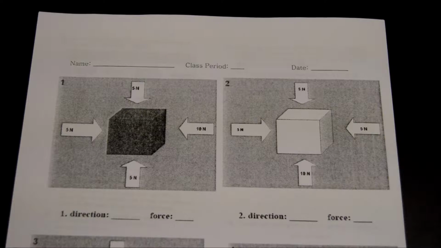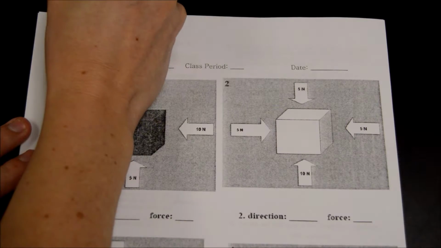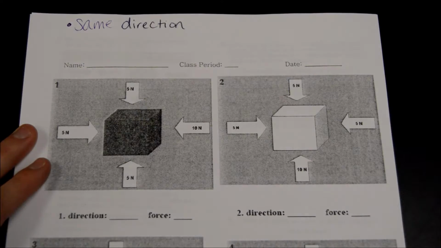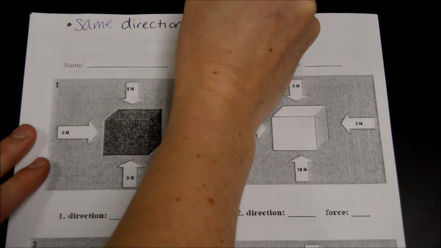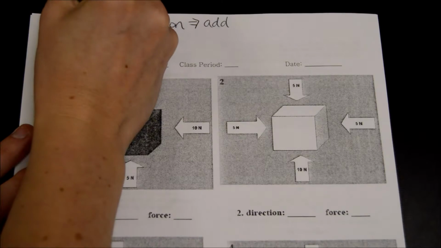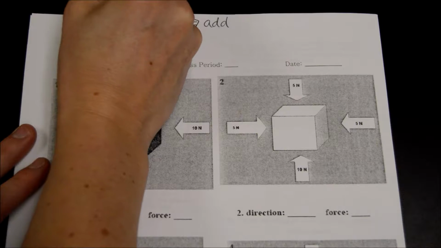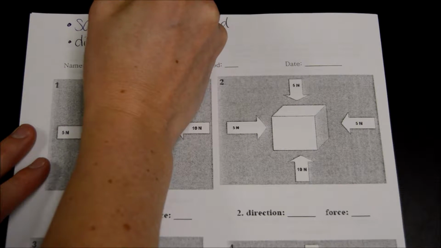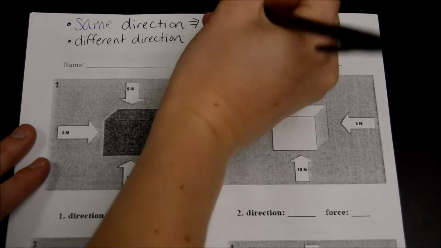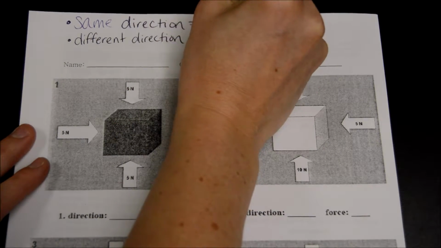All right, guys, we're going to take a look on this page. We're going to start at the top, and we're going to calculate unbalanced forces. So something you need to know is if the arrows are working in the same direction, then we're going to add. We'll add their forces together. If they work in opposite directions or different directions, we find the difference, which means we will subtract. So different direction means to subtract.